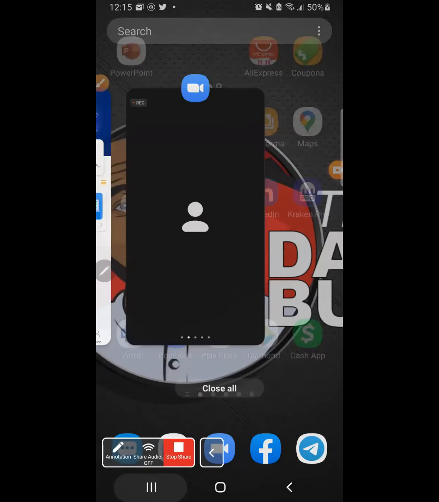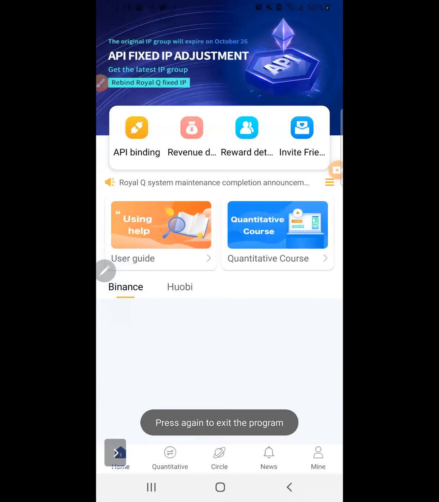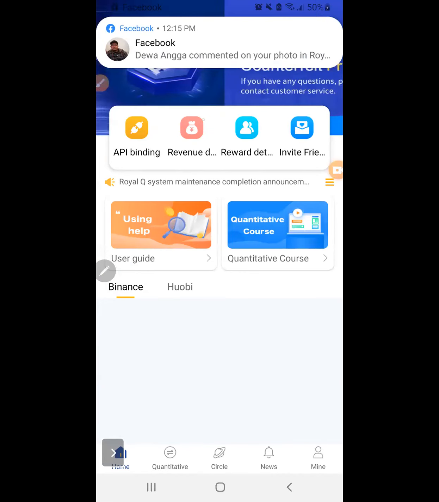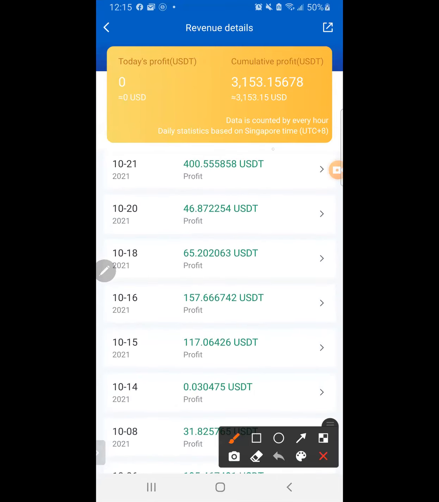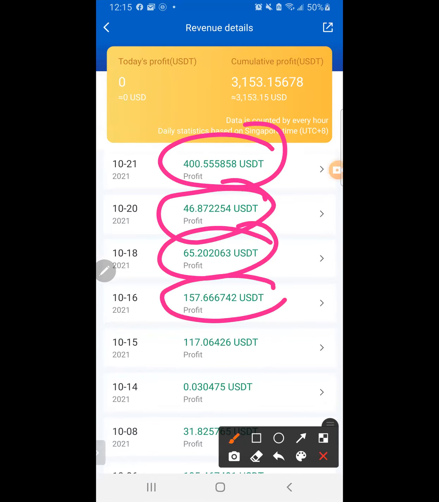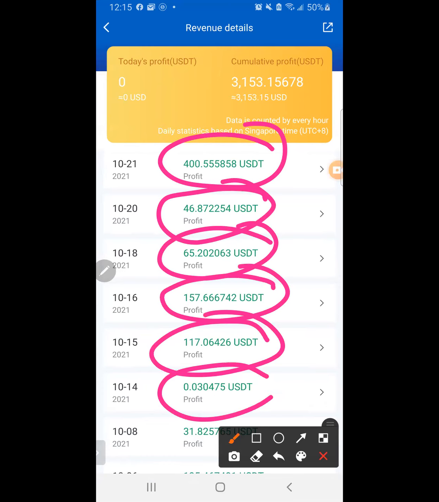So this is the person's account, right? And if I go to revenue, now you can see. Can you see? Daily, you would see it. The person is using the same strategy, with lesser funds than the first one I opened to you, right?